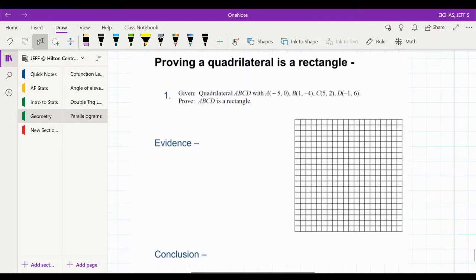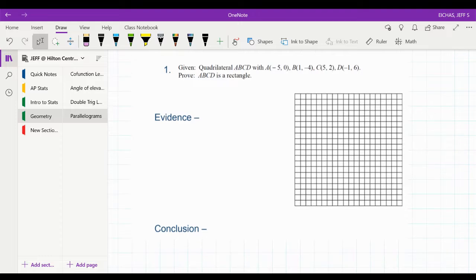Okay. So prove quadrilateral is a rectangle, and you have to complete this one as well on your own. But I'm going to go through the process with you. So first, we'll go ahead and put on our axis. We'll plot the points. So this is where I have it. Okay. It'd be best to use a straight edge there, but I don't have one.